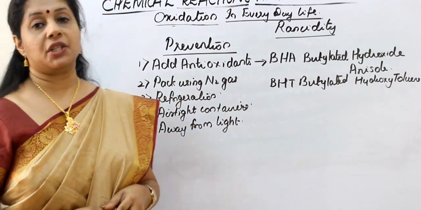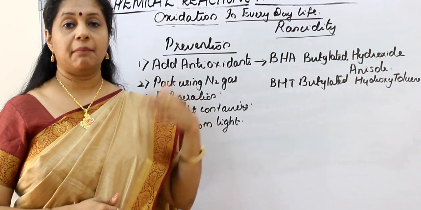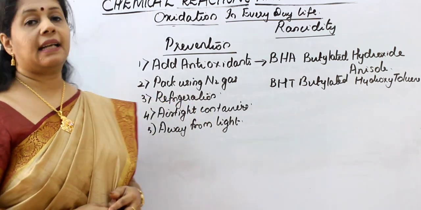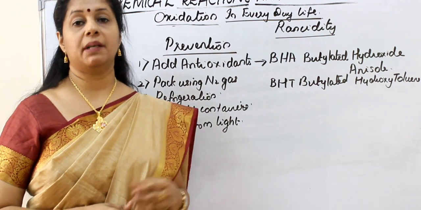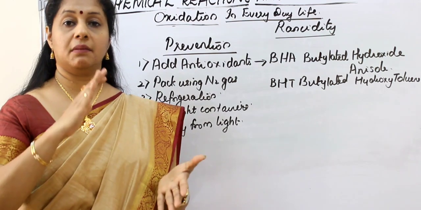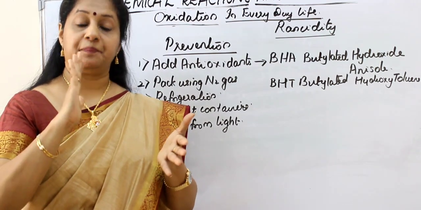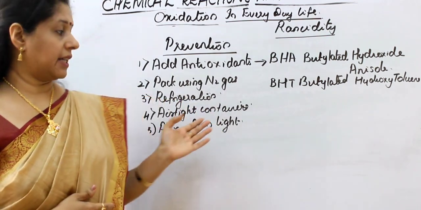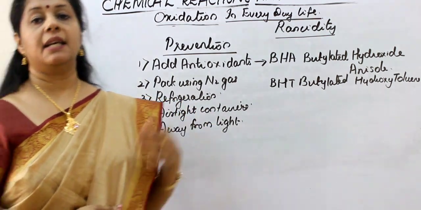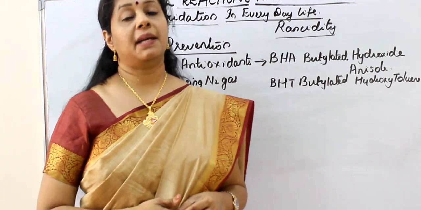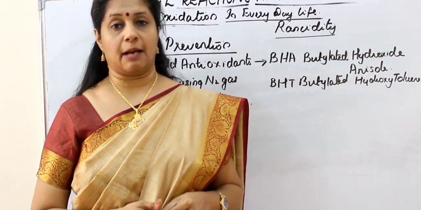Next is refrigeration. When you keep food in a refrigerator, the temperature is kept low, which will slow down the oxidation process. Then airtight containers is a very common method that we use. Whatever oily substances are there like chips and all, we keep them in airtight containers so that air is not getting in contact with them. Then keep away from light. Keeping away from light also will slow down the process of rancidity. These are all the main concepts that we have to learn in this chapter.